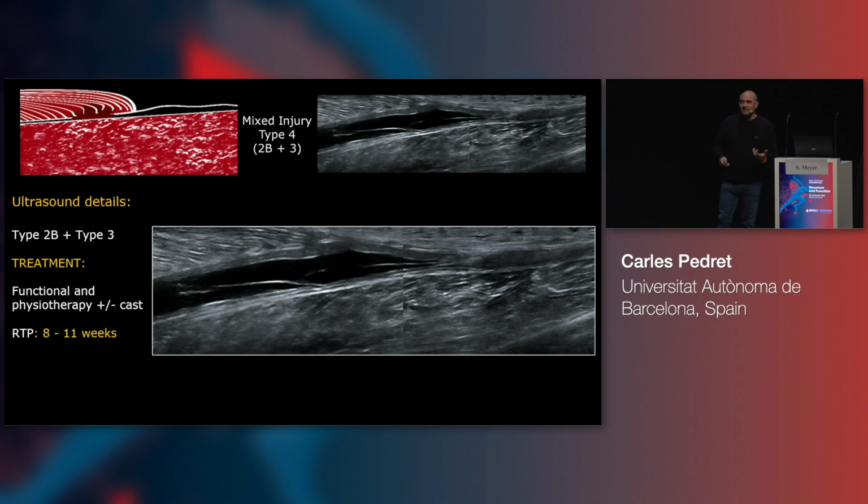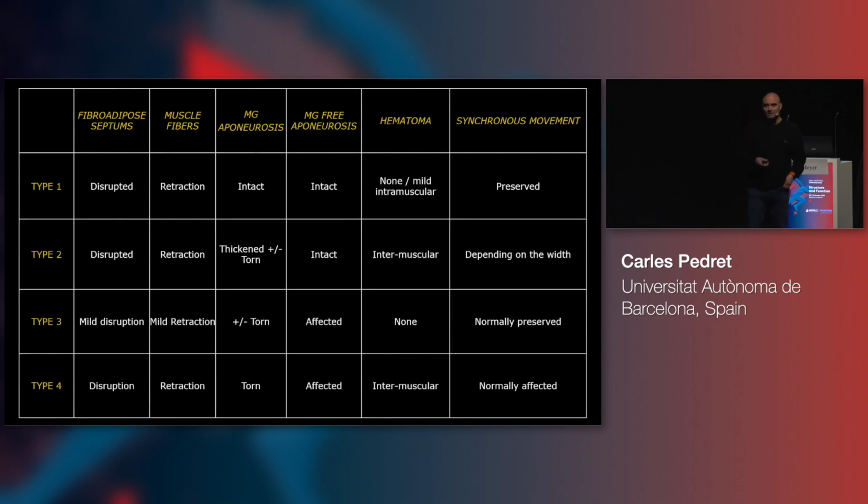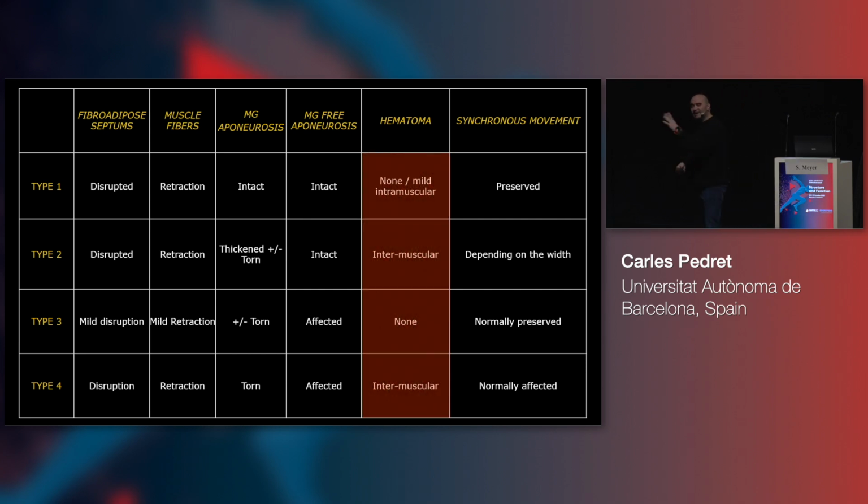So the first thing we see when we look at the ultrasound scan of the calf is the hematoma. Okay? And the tendency is to say the hematoma is very big, so the injury is very severe. And it's not like that. The hematoma is just a symptom. It's a manifestation of the injury. So I don't care about the hematoma. Okay? So forget about the hematoma.